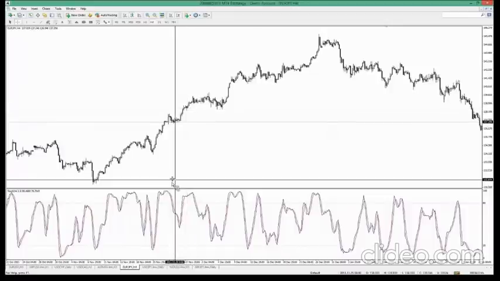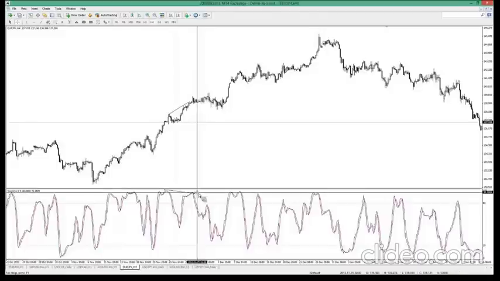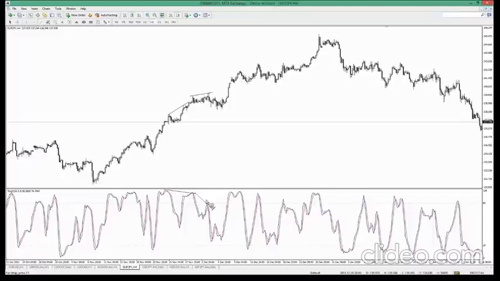You see our price is pushing up. Here we're getting divergence from the indicator. It's making lower highs. Same thing here: price is making higher highs, the indicator is making lower highs, but price just continues up and up and up. So it's not a very good option in a strong trending environment.